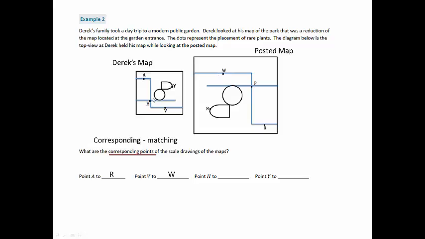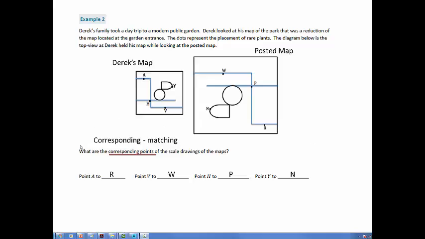The corresponding point to point H is where the two lines cross. If I look for two lines crossing on the posted map, that's point P. And point Y is on the edge of this curve here. If I look for the same shape in my map, I can see that point N is in the same place. Now, Derek's map has been turned 180 degrees from the posted map. If we were to rotate Derek's map again 180 degrees, we could see where the points match up.